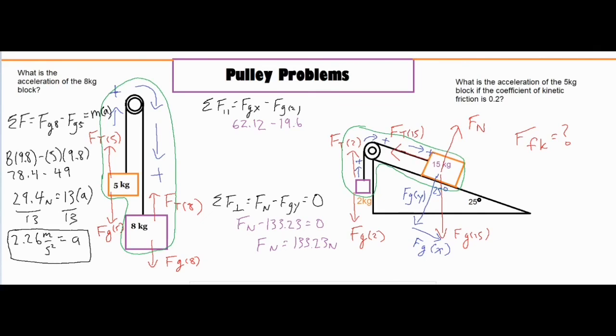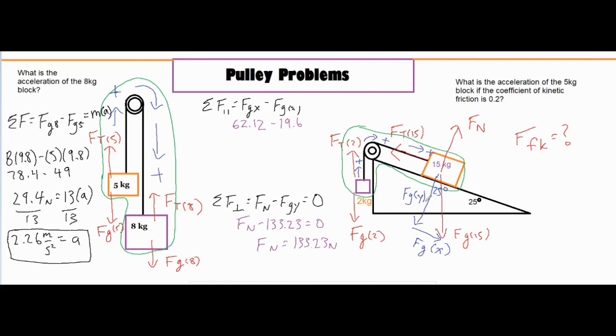All right, so what I did is I took my sum of forces in the perpendicular direction, which is just normal force up, and then FGY down. If you set it up, it's Fn minus FGY equals 0, because there is no movement and definitely no acceleration in the perpendicular direction. So it's safe to say that equals 0. Therefore, the normal force is equal to whatever the FGY is.